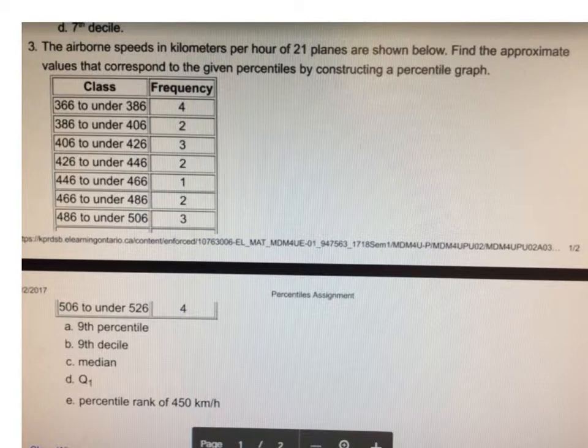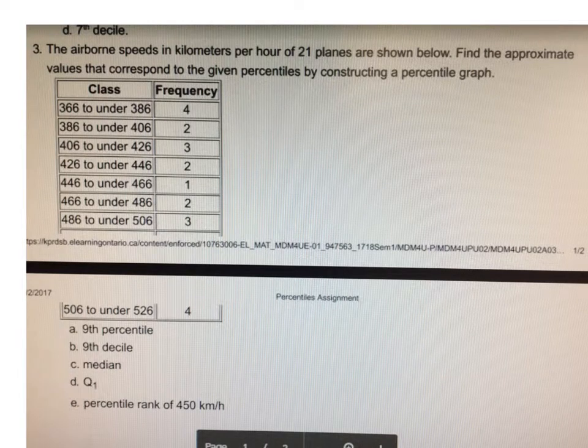So that means that we have to start with the cumulative frequency, and then we're going to have the cumulative percent in the next column over. And so those are calculations that you need to do before you can start off here. And so cumulative frequency is just adding them up as you go along.